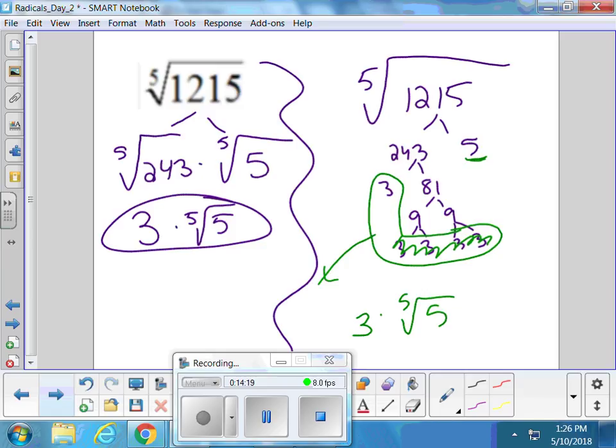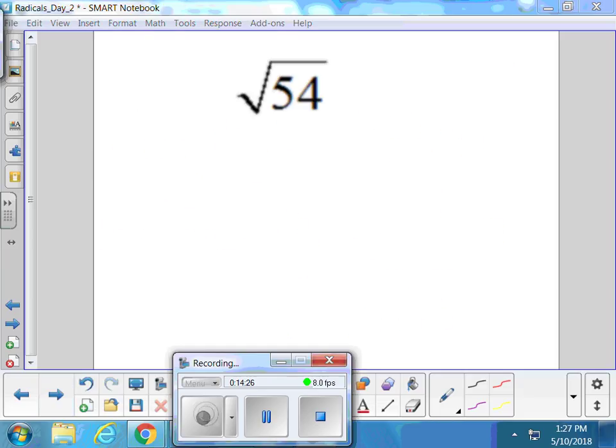Alright, so I'm going to pause the video and we're going to send up some board buddies to try some of these. We'll do a square root one first. We'll start it easy. Alright, we've got some 6 board buddies up here and they're doing the square root of 54. They can use whatever method they feel most comfortable with.